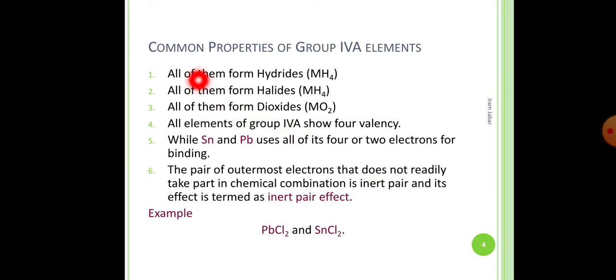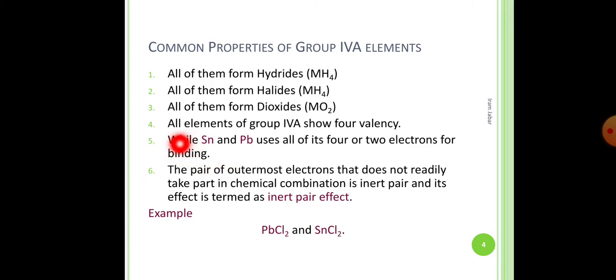Now we will discuss common properties. First common property is that they all contain 4 valence electrons, so their valency is 4. In the same way, they form hydrides like CH4, they form halides like CCl4, and they form dioxides like CO2, PbO2, etc.